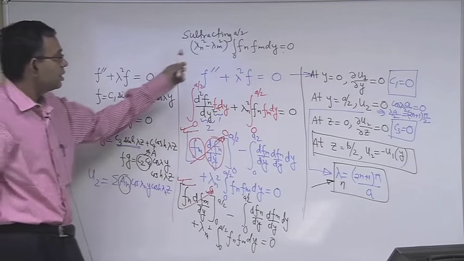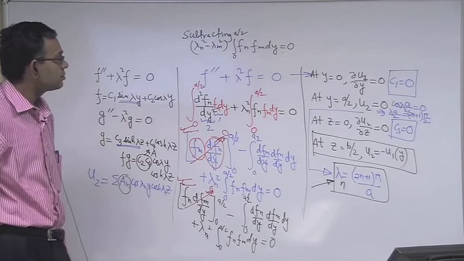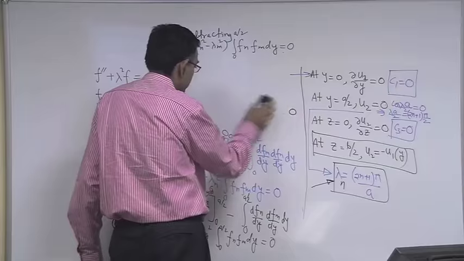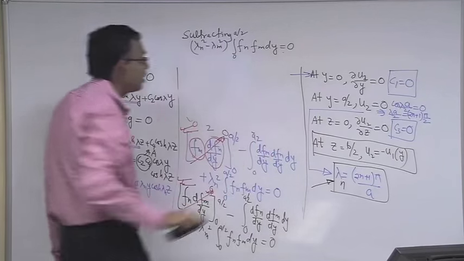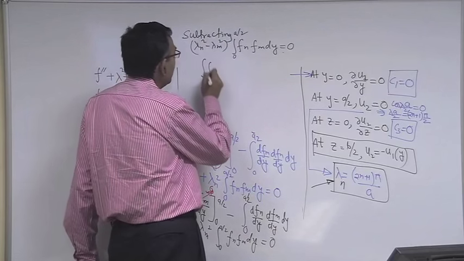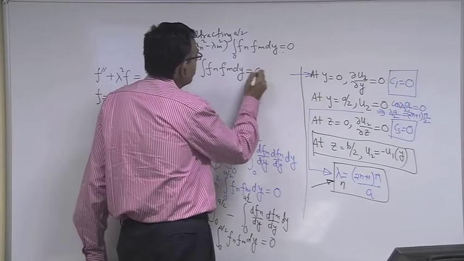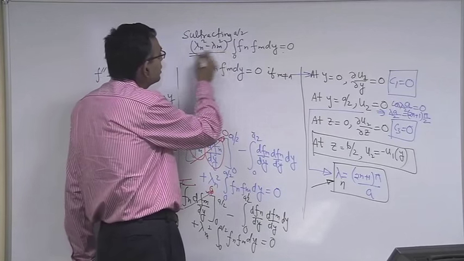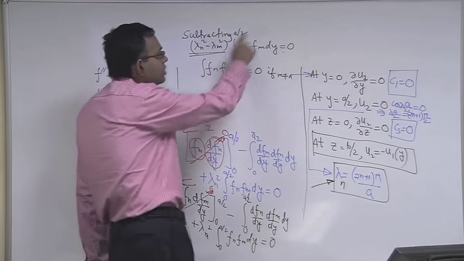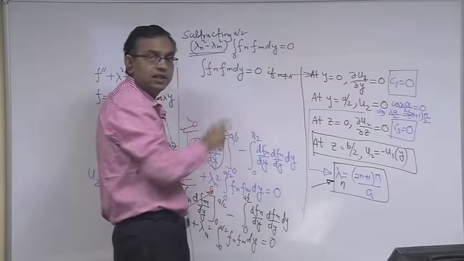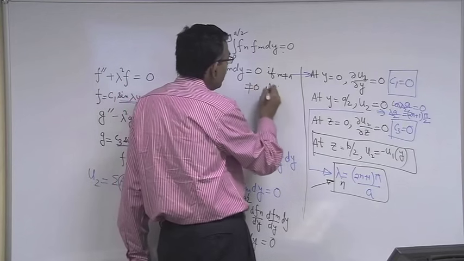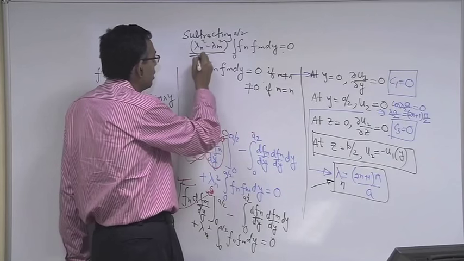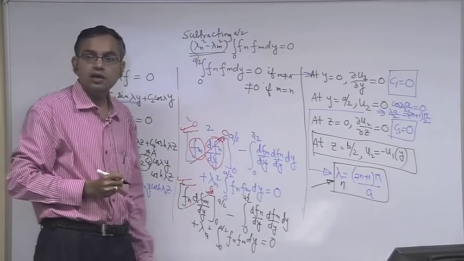What can we conclude? If this is 0, then to generalize, integral f n f m dy is equal to 0 if m is not equal to n, right? Because if m is not equal to n, this term is non-zero in general, so this has to be 0 to make it 0. But if m is equal to n, then that is not necessary. So, this is not equal to 0 if m equal to n, right? This is called the orthogonality condition.